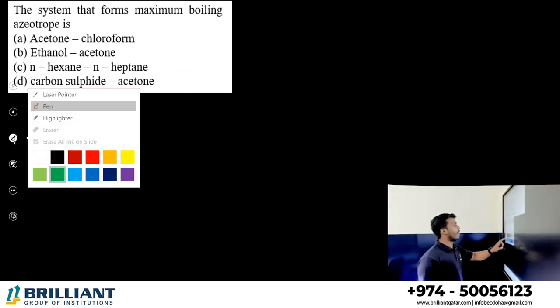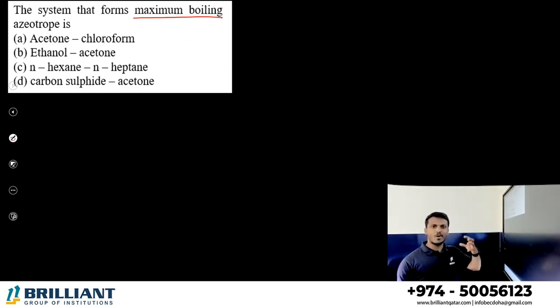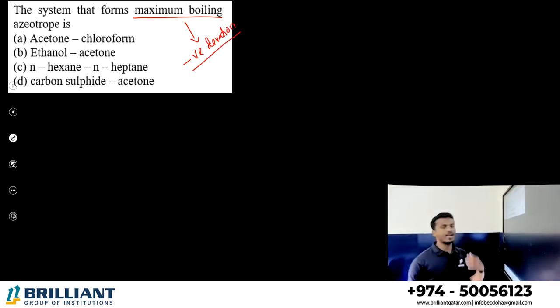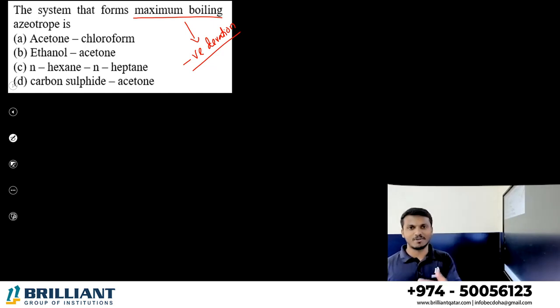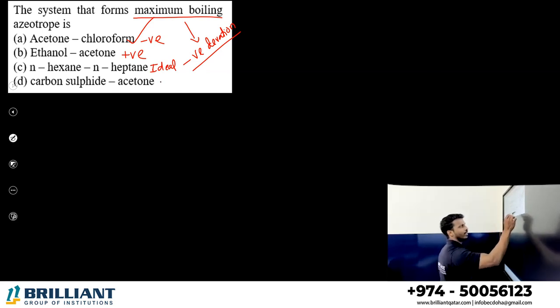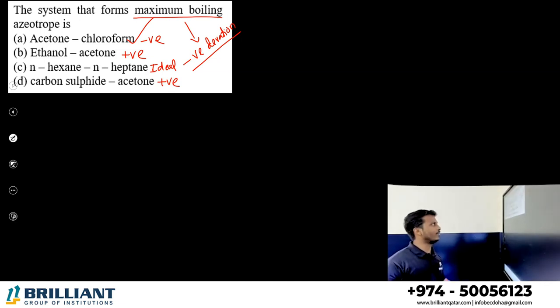The system that forms maximum boiling azeotrope: you know, maximum boiling azeotrope is formed by negative deviation solutions. Those solutions showing a negative deviation from Raoult's law show maximum boiling. So they are directly asking which is an example of negative deviation. Acetone and chloroform, yes, is a negative deviation. Ethanol and acetone we studied under positive deviation. Normal hexane and normal heptane we studied under ideal solution. Carbon disulfide (CS2) and acetone we studied under positive deviation. So only the negative deviation is option A.